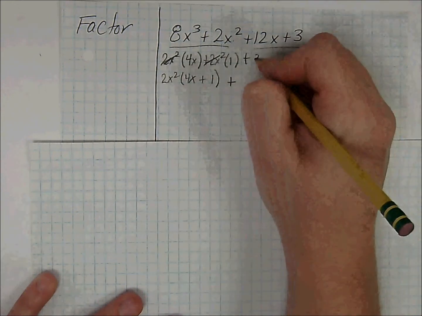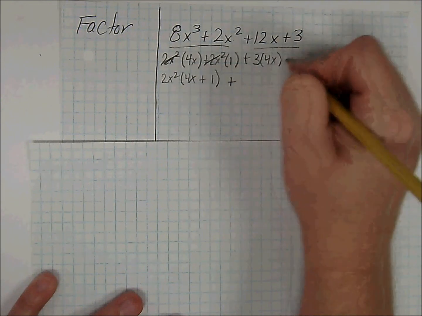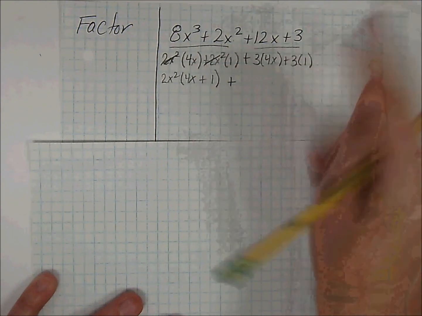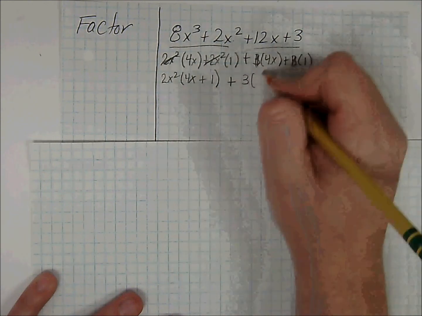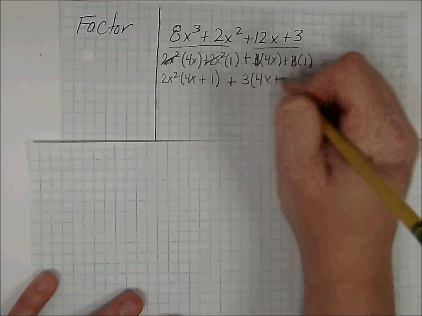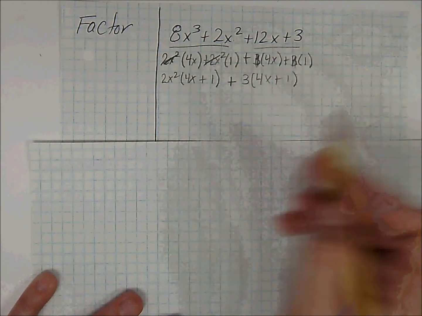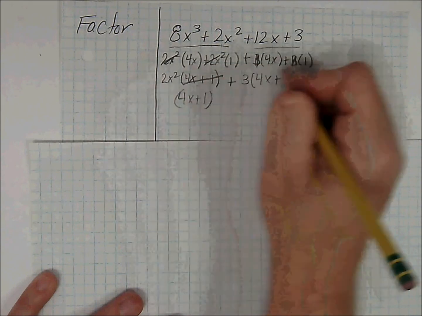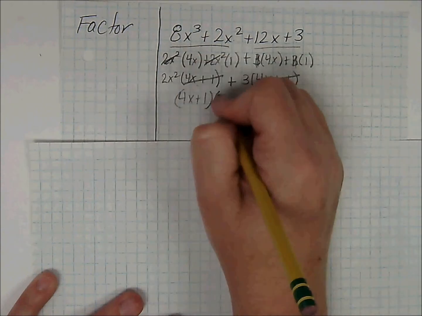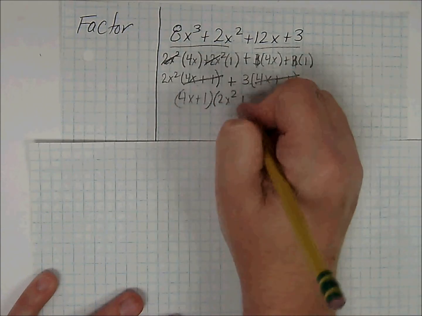I can take a 3 out of here. 3 times 4x and 3 times 1. And remember, we have to do this. Take that 3 out, and it's starting to look good because I get 4x plus 1. And they both have 4x plus 1. And we're left with 2x squared plus 3.